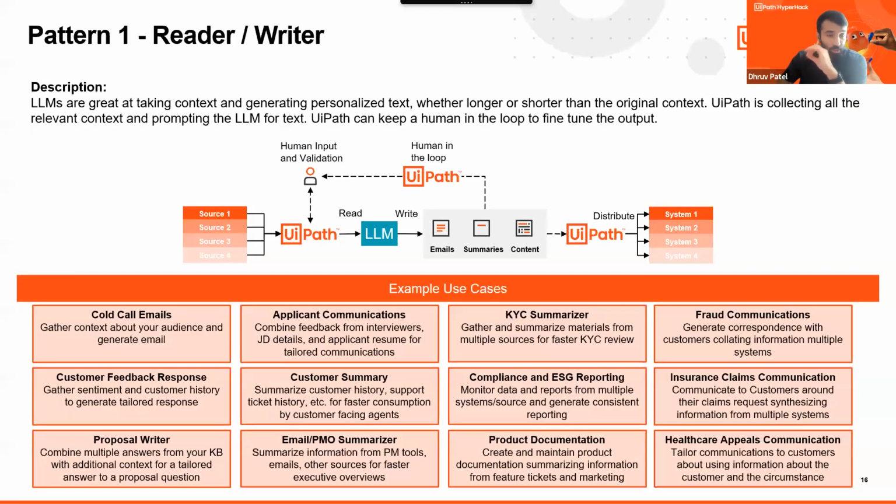So to give a couple examples, these next few slides, which you'll get as part of the recording when we send out some of this information, give you example use cases for each of these patterns. Pattern one, the reader-writer: email summarization and content creation. Another key aspect is having that human in the loop. Even though you're using generative AI to create content, you want the human to be able to do some validation before there's additional distribution of that information through automation.